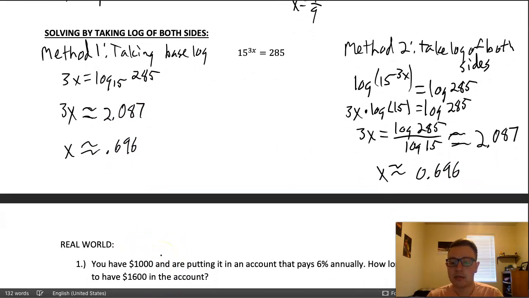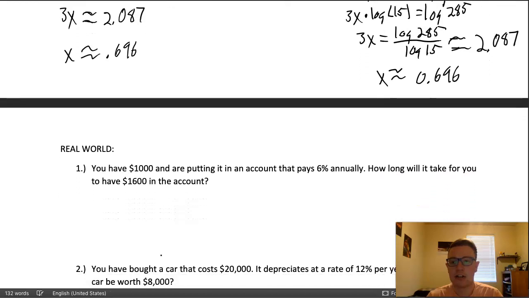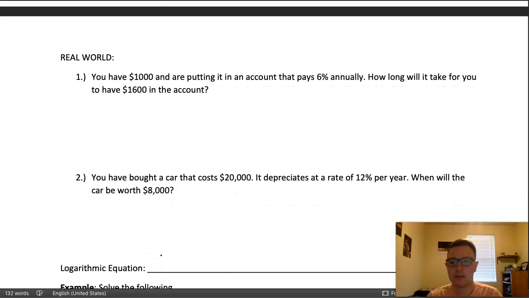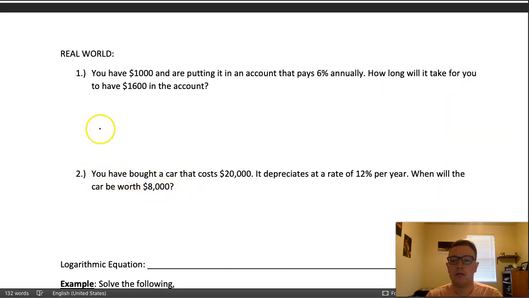All right, let's look at some real-world problems and try to solve them using logarithms. We're starting off by saying we have $1,000 in an account. We're putting it into an account that pays 6% annually. We're trying to figure out how long it'll take you to have $1,600 in the account. Now, why don't you start off and see if you can figure out how to set up this equation.